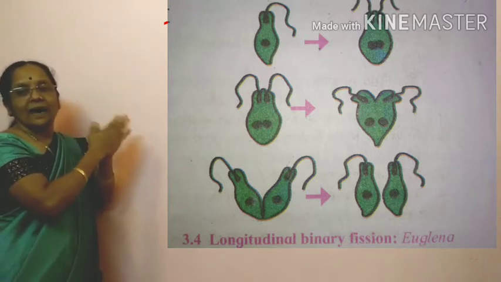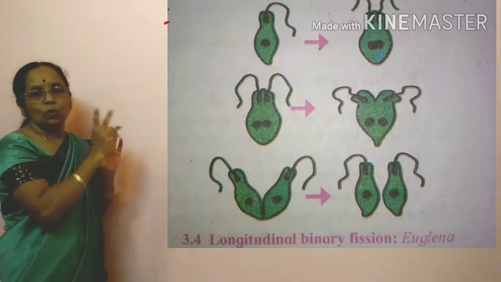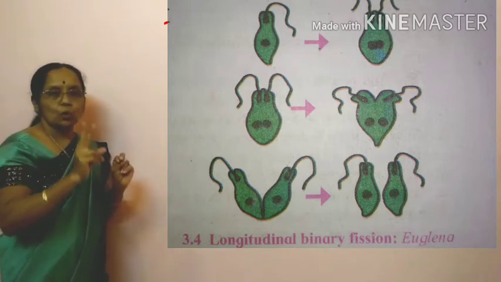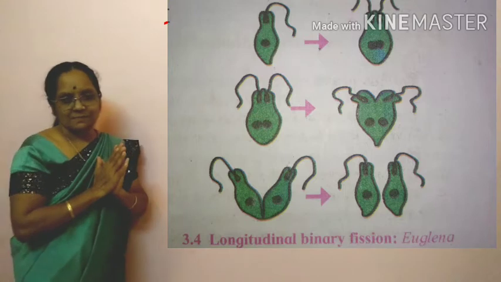Longitudinally Euglena divides into two parts and thus two Euglena form.